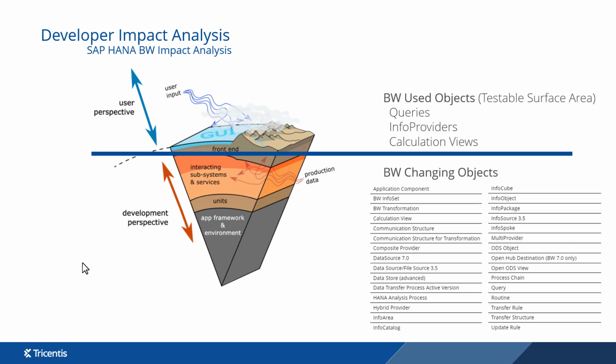So an example of this would be a routine, a really popular object to change in BW. In fact, this is the top object that we see when we examine our customers' transport logs for BW. Routines are always on the top 10 list of object types that are being changed. And all those other changing objects are BW objects that LiveCompare supports. So we can roll those up specifically to the calculation views that invoke them.